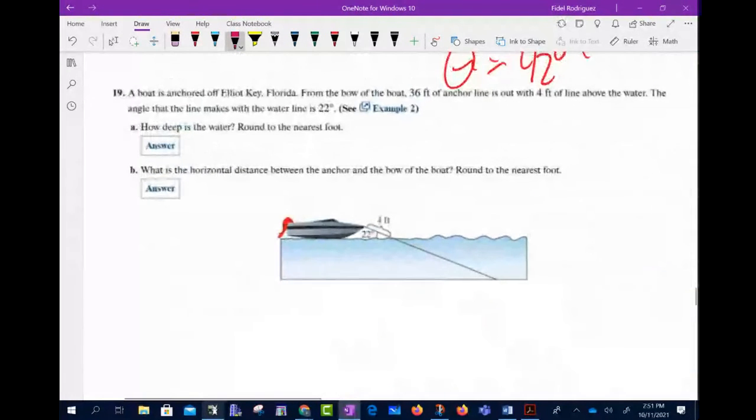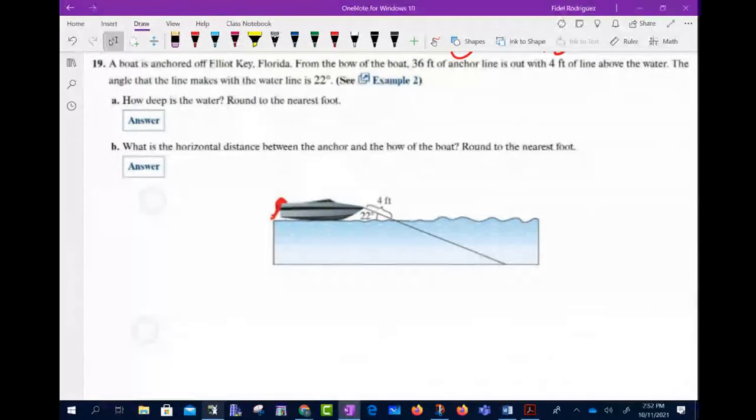All right, let's take a look at number 19. I'm trying to zoom in as much so we can see everything that's going on here. All right. Look what it says here. A boat is anchored off Elliott Key, Florida. From the bow of the boat, 36 feet of anchor line is out with 4 feet of line above the water. The angle that the line makes with the water is 22 degrees. How deep is the water, rounded to the nearest foot? And then what is the horizontal distance between the anchor and the bow of the boat?